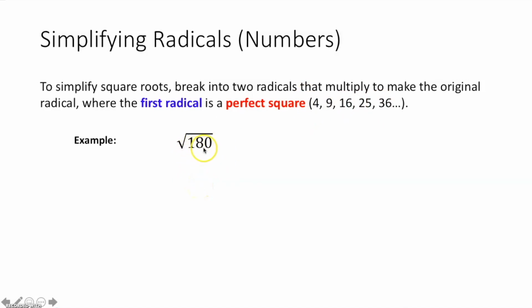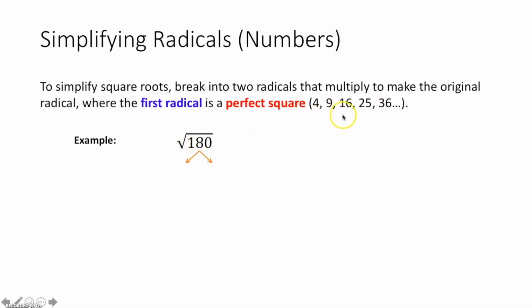So the square root of 180. We know 180 is not a perfect square, so we can't just take the square root of it. So what we're going to do is break it into 2 separate radicals that multiply together to make 180. And that first radical has to be a perfect square. So 4, 9, 16, 25, 36, one of those. Here, I need to figure out what perfect square goes into 180.